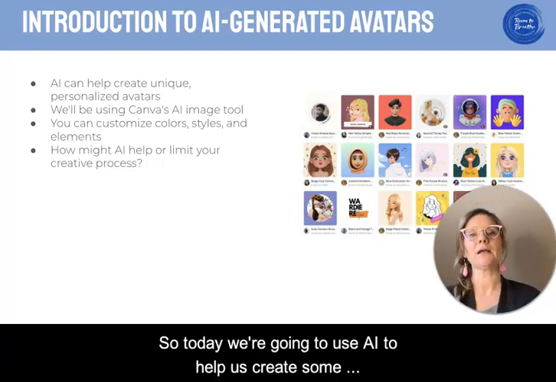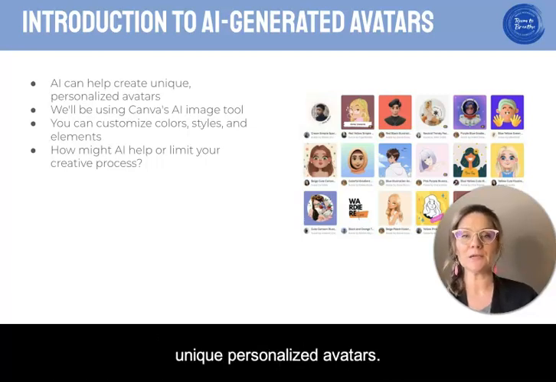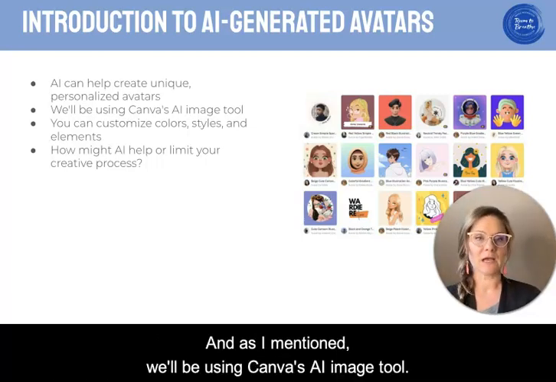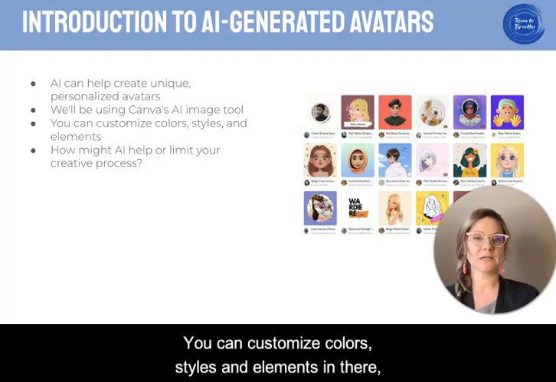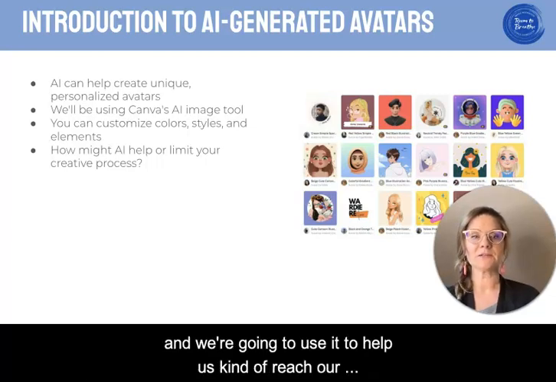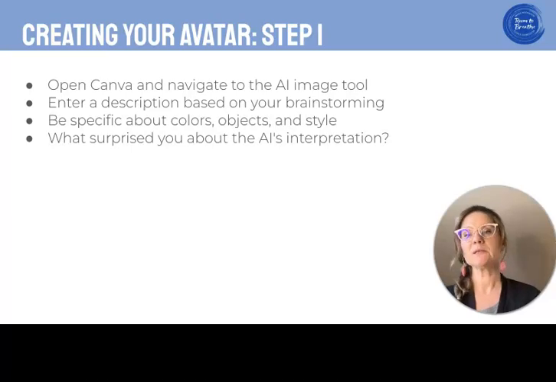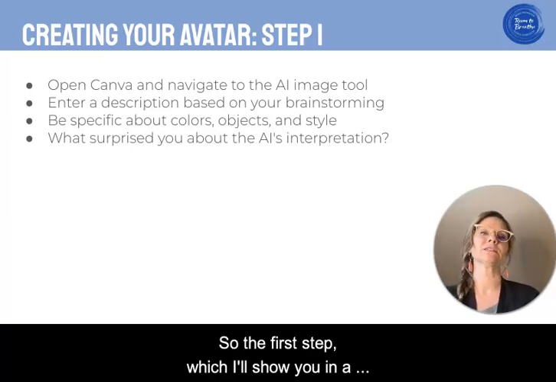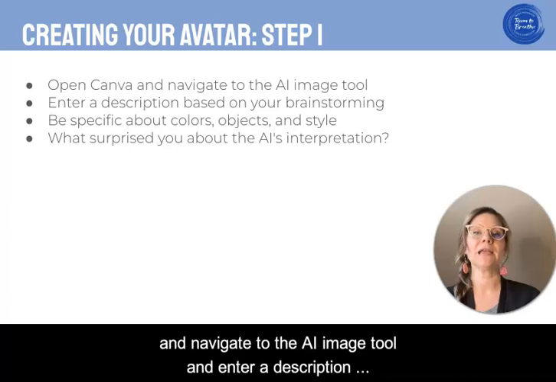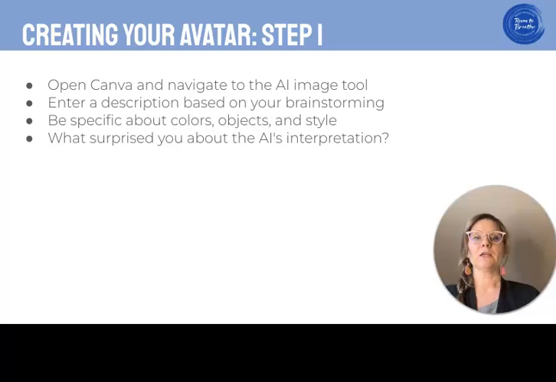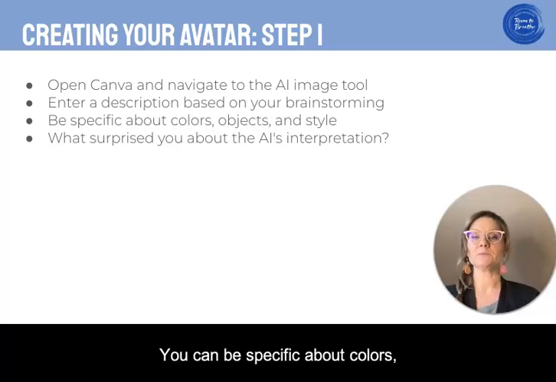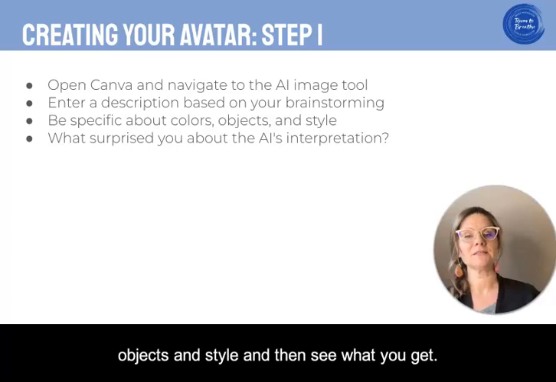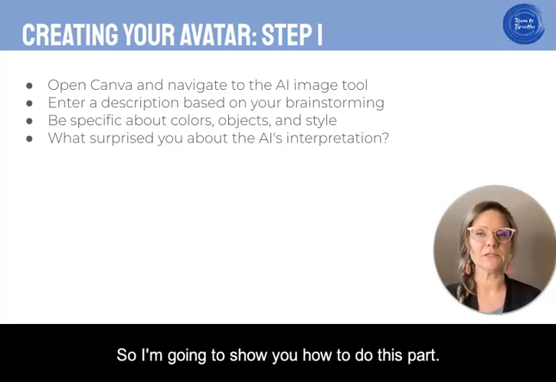So today we're going to use AI to help us create some unique personalized avatars. And as I mentioned, we'll be using Canva's AI image tool. You can customize colors, styles, and elements in there. And we're going to use it to help us reach our creative potential. So the first step, which I'll show you in a second, is to open Canva, navigate to the AI image tool, and enter a description based on your brainstorming. You can be specific about colors, objects, and style, and then see what you get. So I'm going to show you how to do this part.